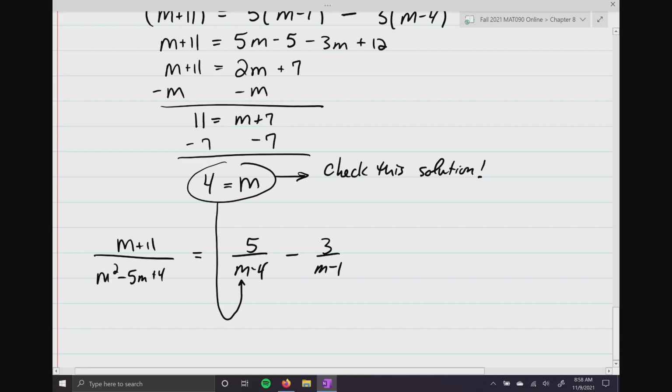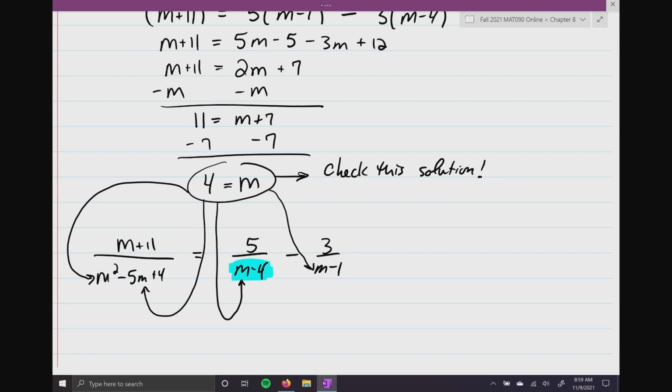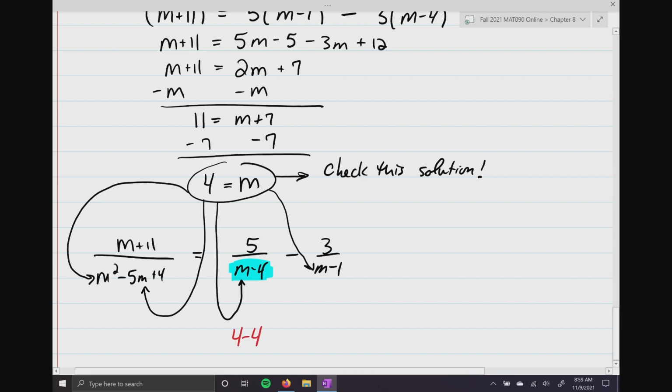If I put a 4 in for m right there, remember, I'm going to actually put a 4 in for m anywhere I see that letter m. So it's going to go in each one of those. However, I'm really focused right here. And the reason why I'm focused right there is because it's the easiest. So if I substitute in my solution, I will get 4 minus 4, which equals 0. And that is what I'm not allowed to have.